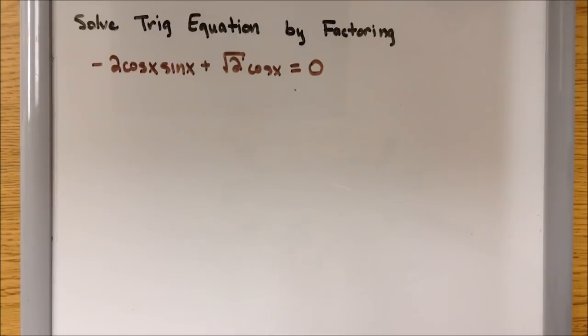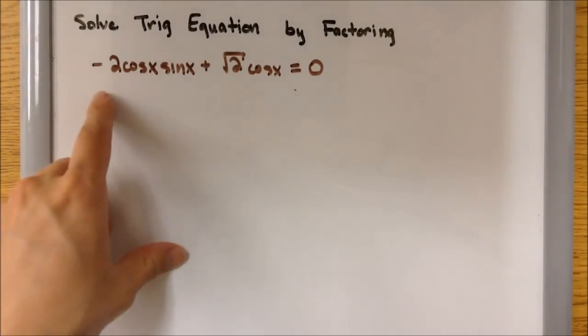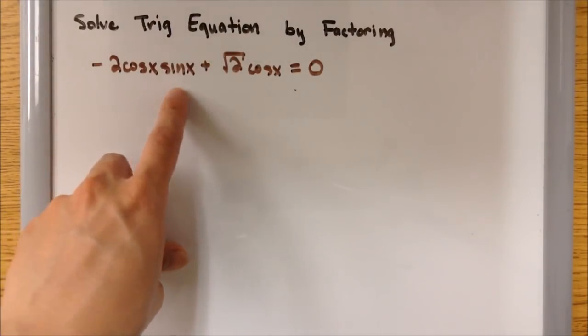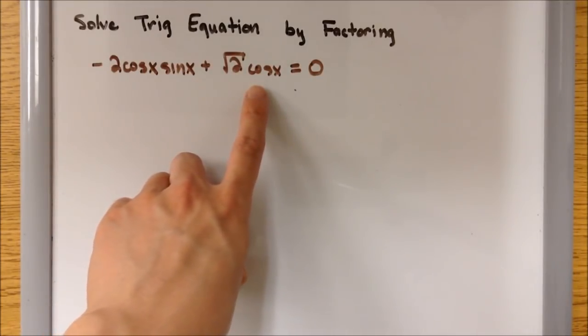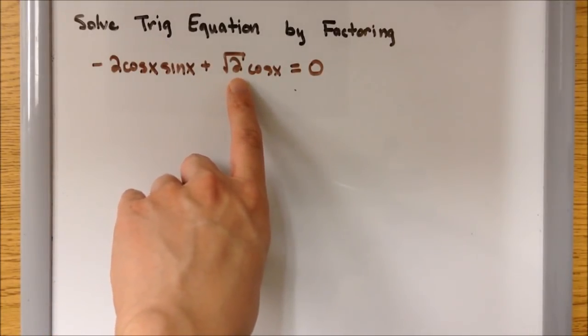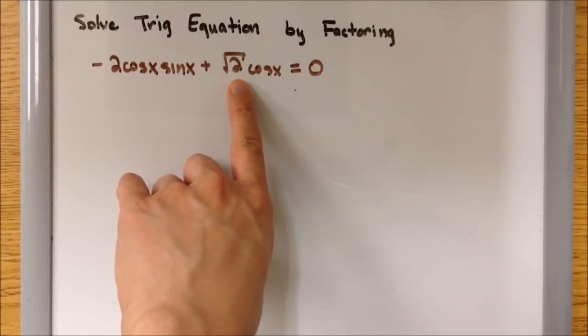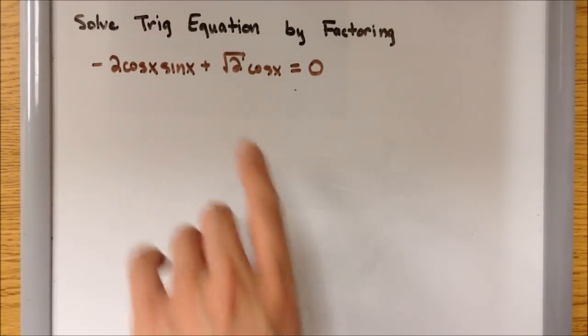Alright, so in our first example, we have negative 2 cosine of x sine of x plus the square root of 2 cosine of x. So when there's a square root of a number, be very careful working with that. Alright? It's still a number, just be very careful working with that.